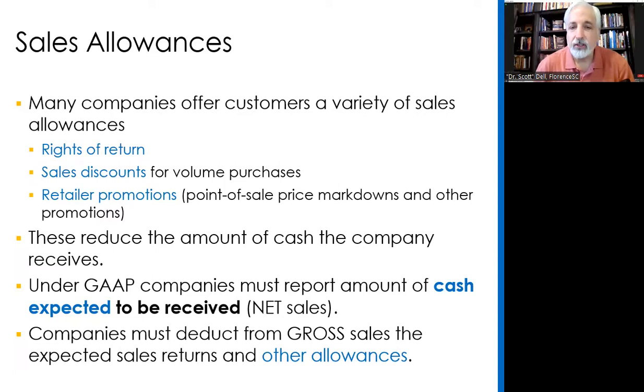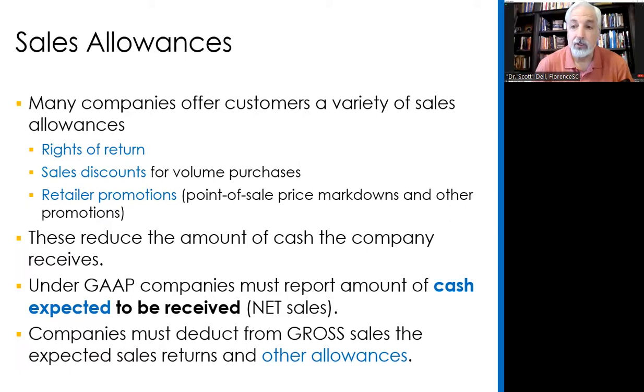So this actually reduces the amount of the sale. The company's receiving less cash. So if we're going to receive less money, it can't be that it's a $100 list price and we sell it for $70, and we record a $100 sale, because we're never going to see the 100. We know it's $70 that we're getting. Under GAAP, companies must report the amount of cash expected to be received, the net sales.